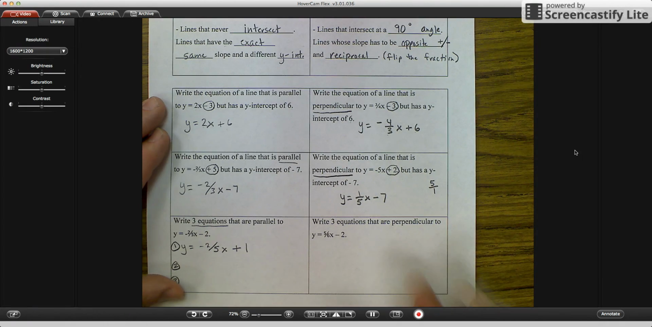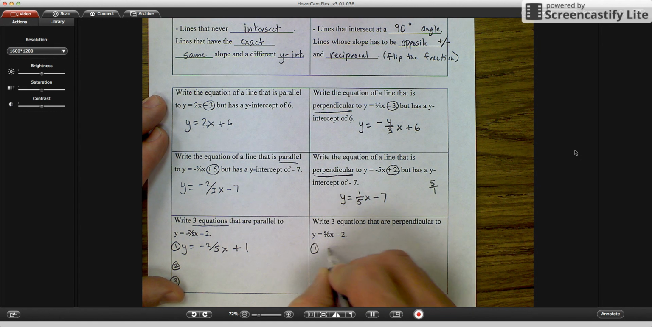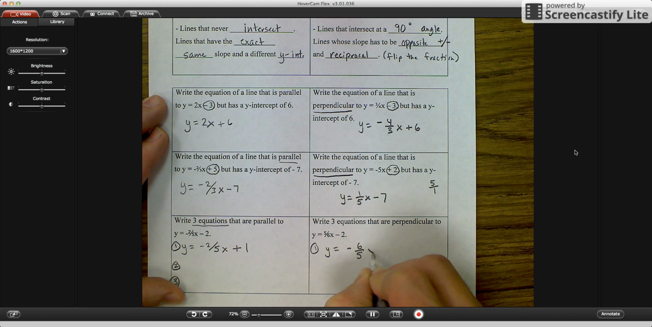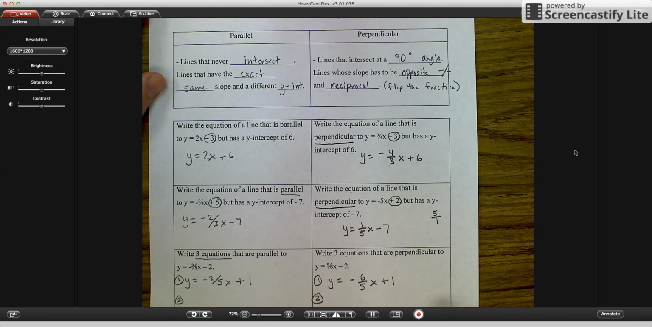The last one, again, says write 3 equations that are perpendicular to y equals 5/6 x minus 2. So I'm going to start off, number 1, I'm going to go y equals, and again, perpendicular slope. Instead of positive 5/6, it needs to be opposite, so negative, and it needs to be reciprocal. So instead of 5 over 6, we're going to go 6 over 5x. And I'm going to put a different y-intercept in there, and I'm going to put plus 1. Okay? Again, just like I had you do in the last one, you do number 2 and number 3 and bring them to class. This is parallel and perpendicular equations.